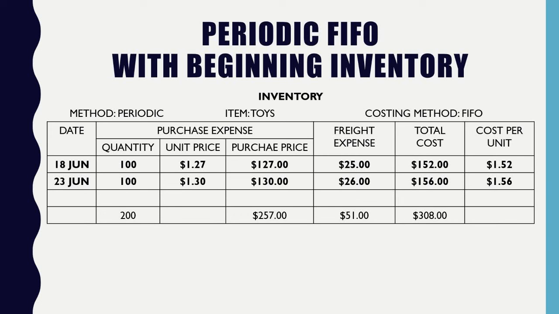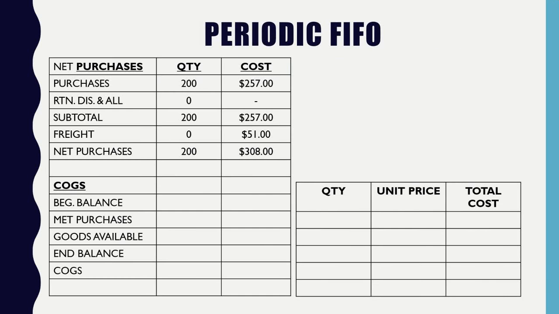I didn't buy those. Those are things that I brought over from the previous accounting period. So right now, this is what I bought. I bought 200 units of toys for a total of $257 with a freight of $51, giving me a grand total of $308. So once again, these numbers are important because they're going to apply into the next worksheet.